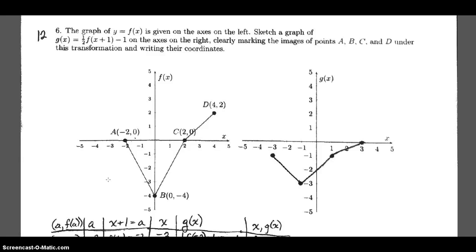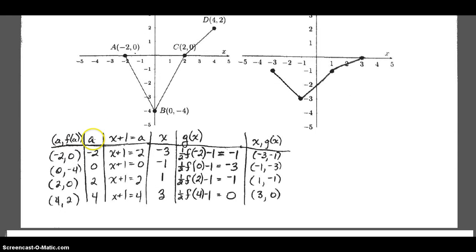Okay, this transformation, a couple different ways. You could do it analytically, noticing that this -1 will drop the graph down 1, this x plus 1 will take it 1 to the left, and this 1/2 will do a vertical compression of 1/2, so it'll squeeze it together basically. Or you could just set up the method that was used in the book, which basically works backwards to end up with the new set of points.